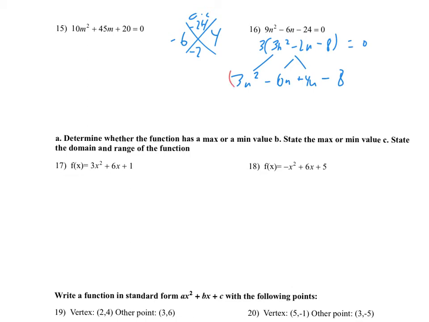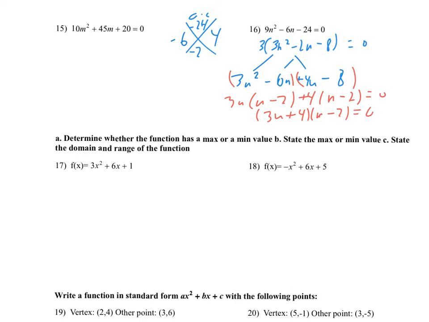All right, and now I'll do my grouping here. And so I'm going to do 3n times n minus 2. And then over here I can take out a plus 4, which leaves me with n minus 2. That's equal to 0. So 3n plus 4 times n minus 2 is equal to 0.